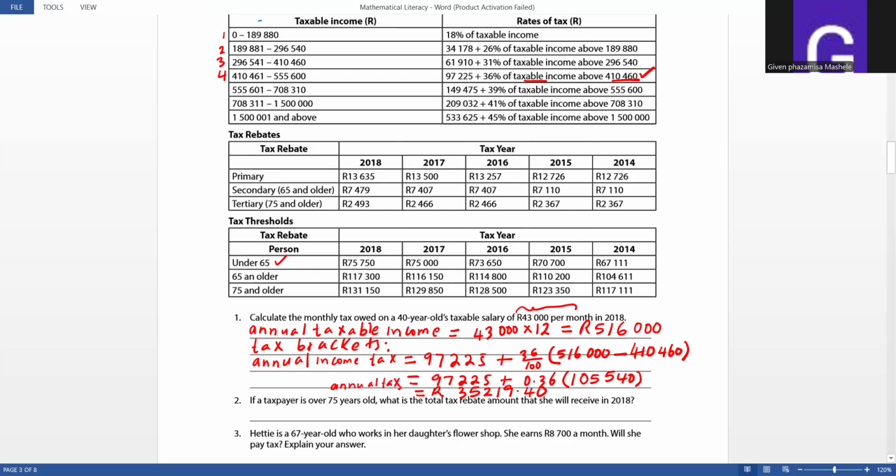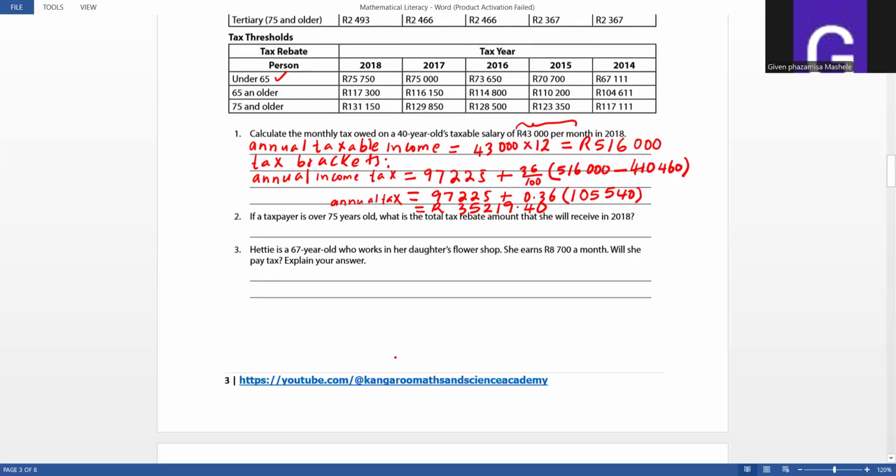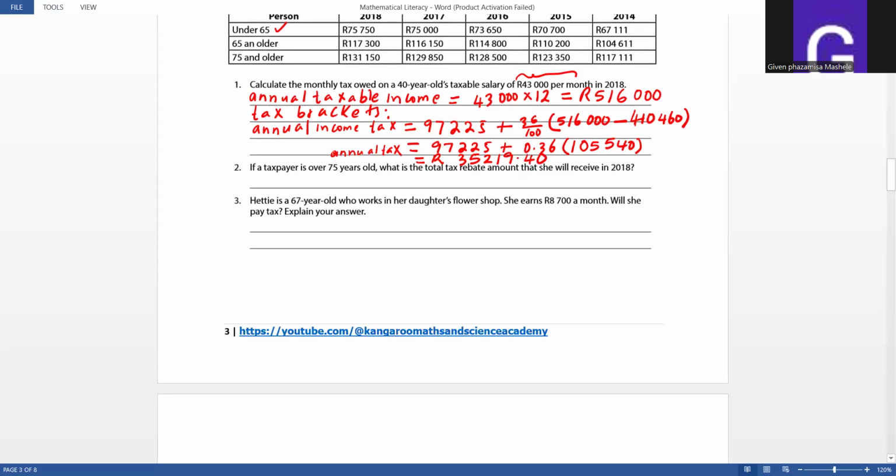But still, we are not done because the question wants the monthly tax, not an annual tax. Remember I said this annual tax should be reduced based on the rebates. So we have 13. I apologize.